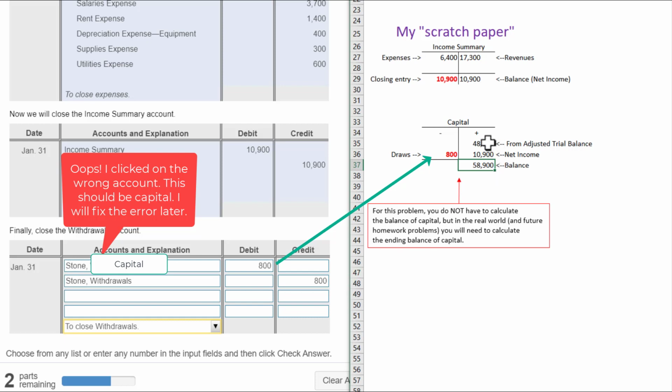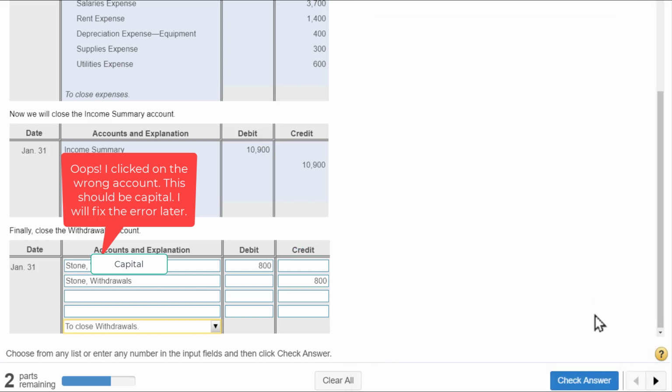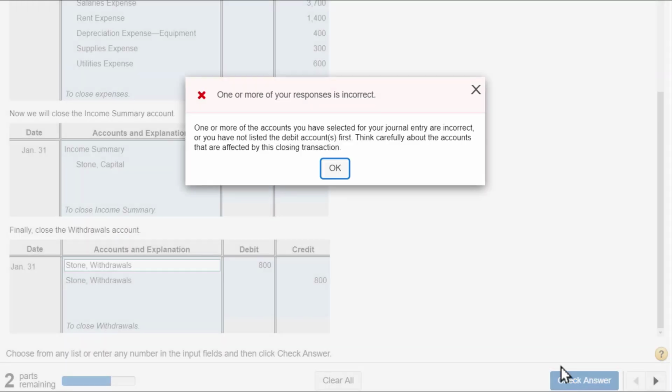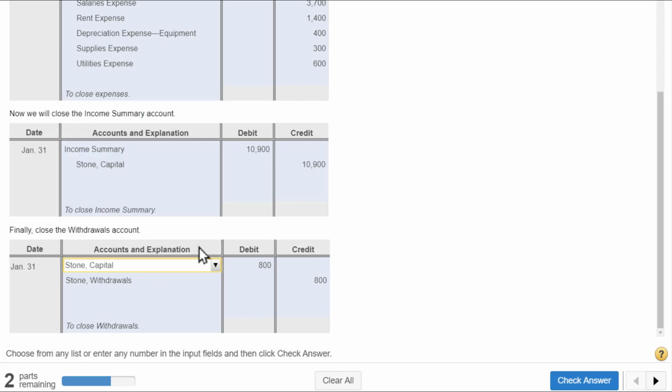So notice capital went from 48,800, and this number came from adjusted trial balance. It increased 10,900 by net income, and it decreased 800 due to withdrawals. And our new balance is 58,900. So that's good. Capital went up for the period. All right, switch back to my accounting lab. Check my answer. Oops, I clicked on the wrong account. There we go.